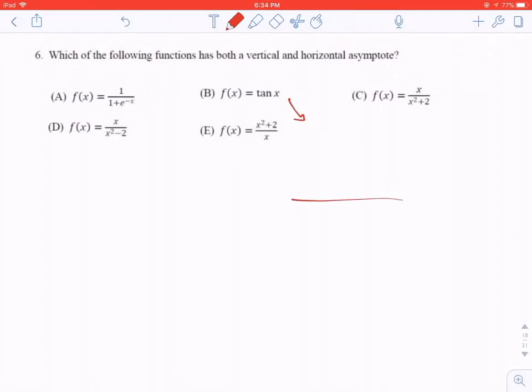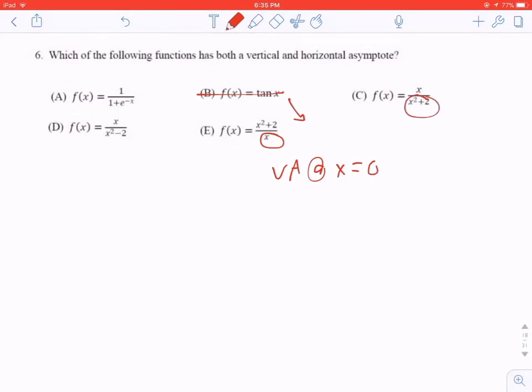Tangent of x from pre-calculus looks, let's not get real specific, looks like this. And there's a bunch of vertical asymptotes. There's no horizontal ones. To find vertical asymptotes, you have to be able to set the denominator equal to 0 and solve it, which we can do for this one. So we would have a vertical asymptote at x equals 0.